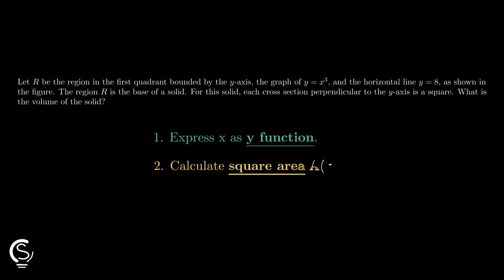Calculus problems involving volumes of solids with known cross-sections are actually quite simple if you follow this three-step process to find the correct total volume.